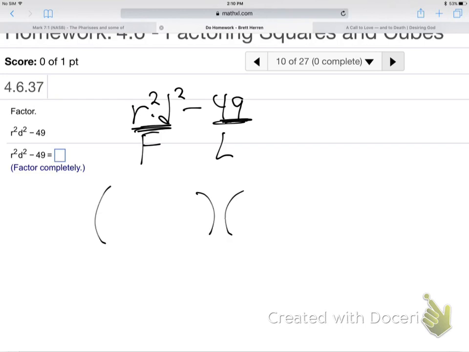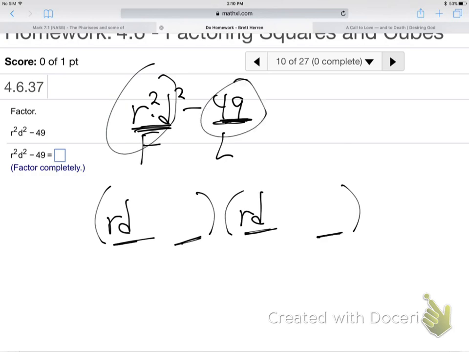So we put the two parentheses. We go front times front to be front. What times what is r squared d squared? RD, RD. And last times last to be 49. What times what's 49? 7, 7. How do you make negative 49? One plus, one minus. We're done. Don't even need to check the middle. None of the OI. It's nice. Super quick, because the middle's 0. The middle's gone.